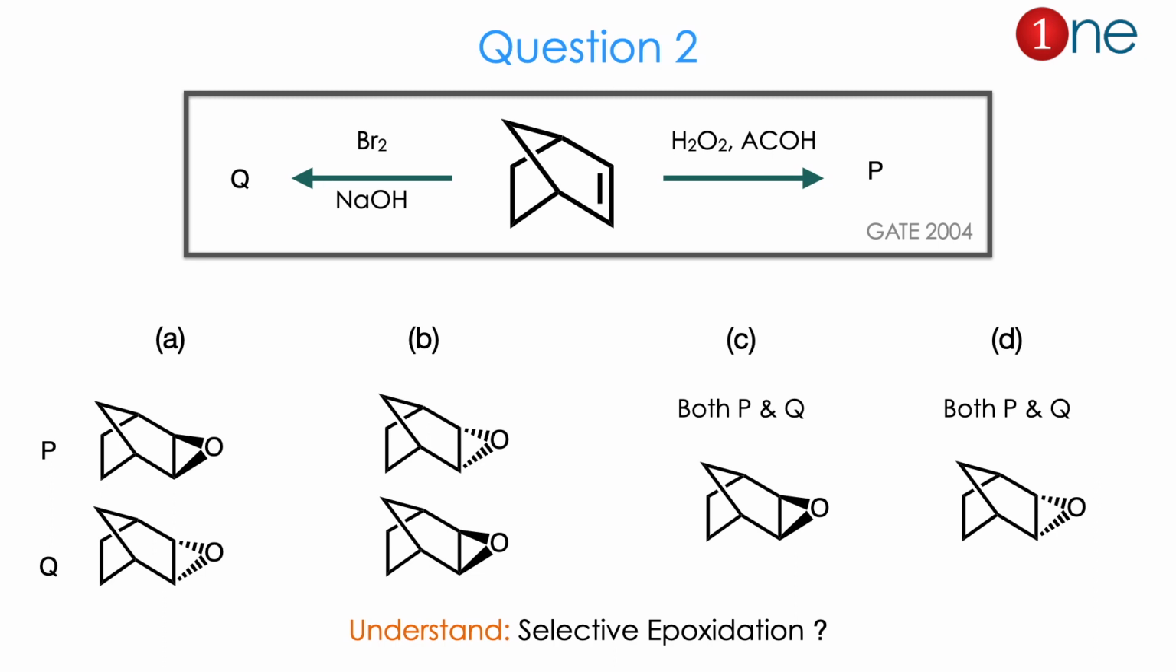Then in question number 2, the starting material is a bridged system which contains an alkene in the 6-member ring. You have bromine and NaOH in one route, and hydrogen peroxide and acetic acid in the other. The P and Q products are in the question, and you have to identify them. The answer is very simple: where the epoxidation occurs, either above the plane or below the plane, or both form above the plane, or both form below the plane. From the question to the product you might guess that selective epoxidation definitely occurs. Our role is to find the selectivity. The answer is A. Let us see how.